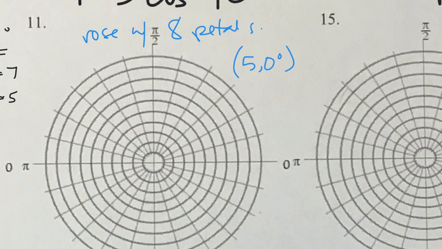1, 2, 3, 4, 5. Here's your first point, 5 comma 0, because the cosine at 0 is 1, so 5 times 1 is 5. That's why cosine starts on the x-axis, because the cosine at 0 is 1. And now we have 8 petals, so 360 over 8. Every petal is going to be 45 degrees apart. So we have another one here and another one there.